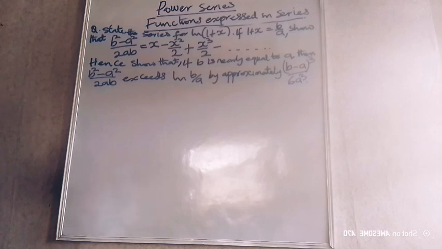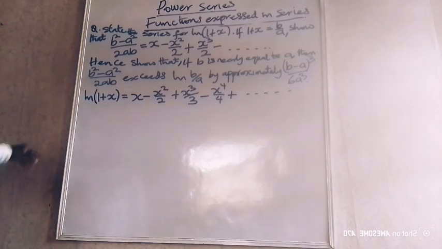Now we have this. It says take the series for ln 1 plus x. If 1 plus x equals b over a, show that b squared minus a squared over 2ab equals x minus x squared over 2 plus x cubed over 3 and continues like that. And show that if b is nearly equal to a, then b squared minus a squared over 2ab exceeds ln b over a by approximately b minus a, bracket cubed, over 6a cubed. Now let's see how we tackle this.